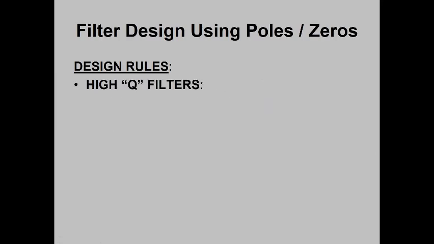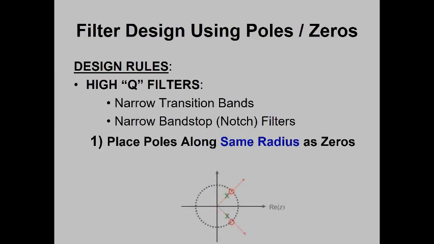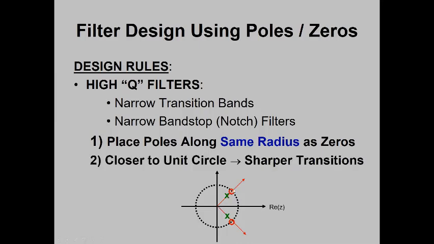And finally, if I want a filter that has a very high Q, a lot of peaking, or a very narrow passband for a notch filter, and we'll do this in a couple days, I can put a zero right on the unit circle to completely eliminate that frequency. If I want to have a narrow notch, I can move poles out along the same radius at the same angle and get closer and closer to that zero. The closer I get to it, the sharper my transitions are.